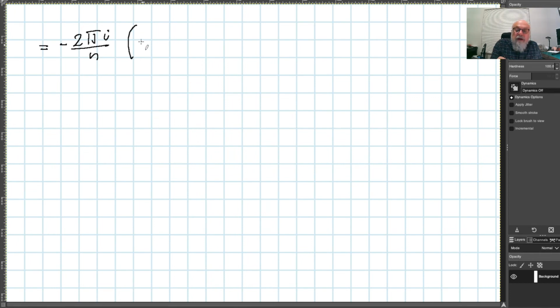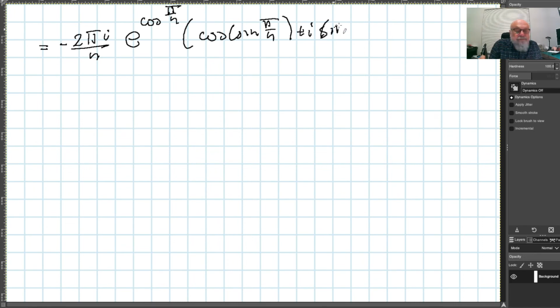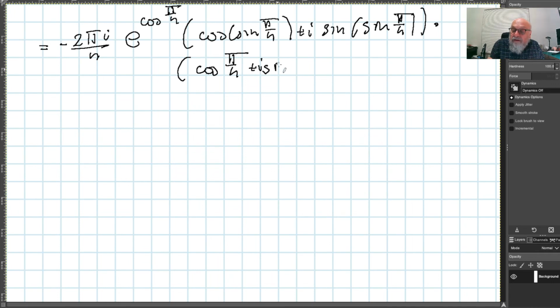I copy it again. So again, I'm making the same, e to the power cosine pi over n, and this will be sine pi over n plus I, and this will be sine pi over n times, and here we are getting cosine pi over n plus I sine pi over n, and we are getting the answer.